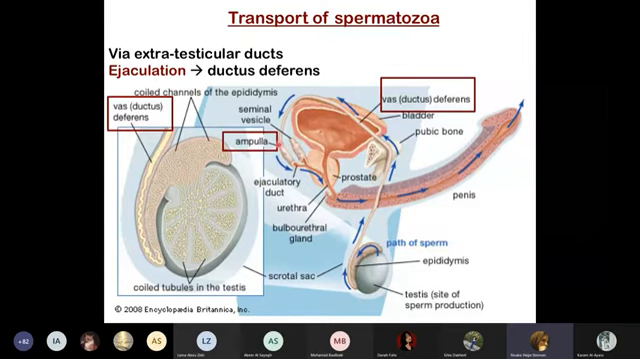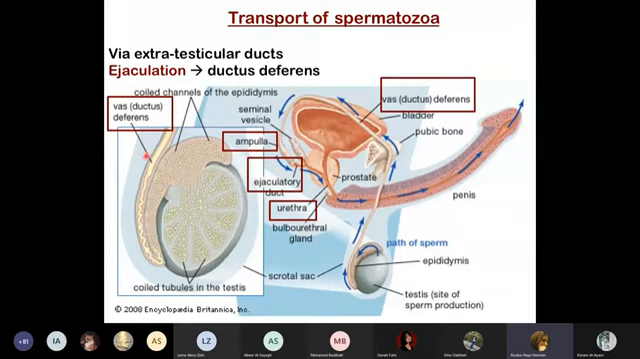Okay, now the progression through all of these depends on two things. It depends on what we call the intraluminal pressure, the pressure inside of these ducts, and the contraction of the tunica albuginea, which is present covering all of these ducts. The tunica albuginea will provide the contraction.